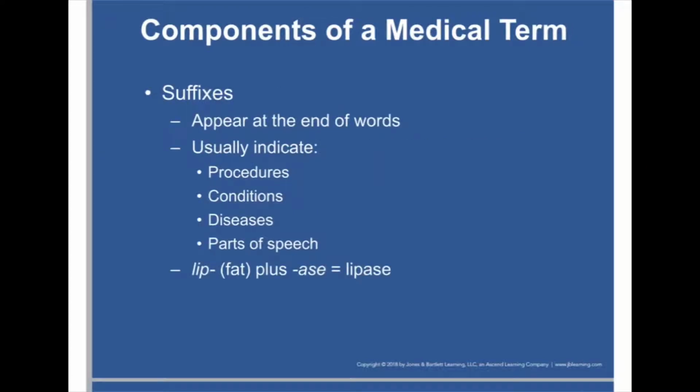Now that we've talked about prefixes, let's talk about the opposite, or what we add to the end of medical terminology, which are called suffixes. Suffixes usually appear at the end of words, and generally they can indicate procedures, conditions, diseases, as well as give us an idea of the part of speech of the word. So lip means fat plus ace. Lipase. Lipase is an important lab value that tells us how well the pancreas is breaking down fats in the body.